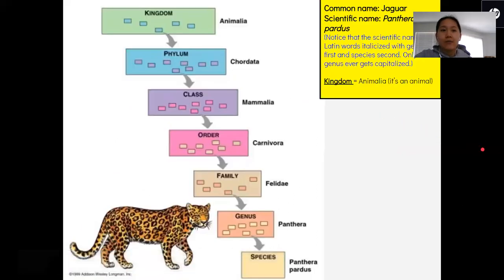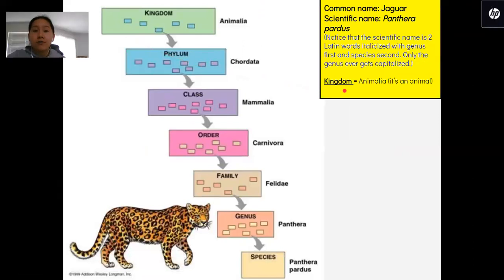So here we have an example that we'll go through. Let me move myself over. So we have kind of the organization that shows you how we're going to go through the levels of taxonomy for this jaguar. And so the common name of this organism is a jaguar, and the scientific name is Panthera pardus. Notice that the scientific name is two Latin words, and it's italicized, so it's a slanty kind of font with the genus first and the species second. When you're typing out or ever writing a name, it's going to always be italicized if it's the Latin name, and only the genus or the first name is capitalized. That second name is never capitalized.